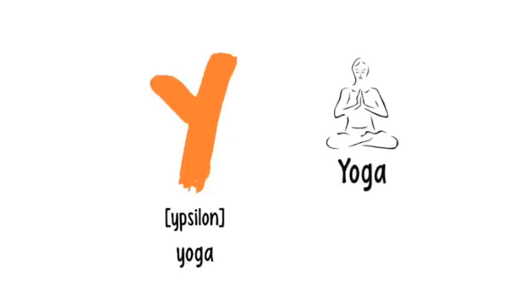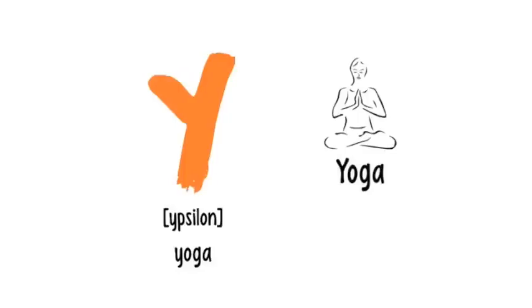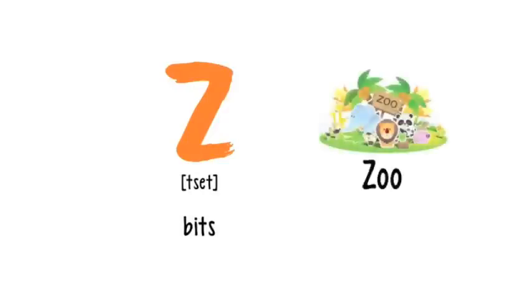The next letter is Y, which sounds like yoga. In the German language, we don't have that many words starting with the letter Y, but we also have the same word, yoga. And the last letter is Z, which is pronounced like the S in the word bits. Here we have the example of the word Zoo, which means zoo.